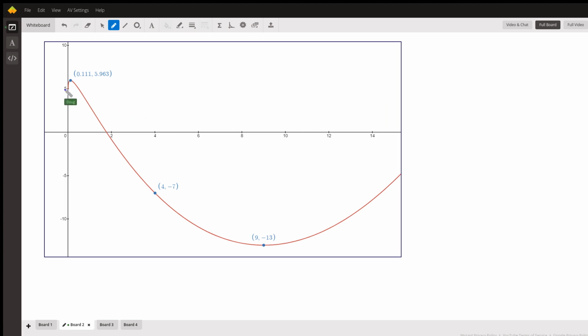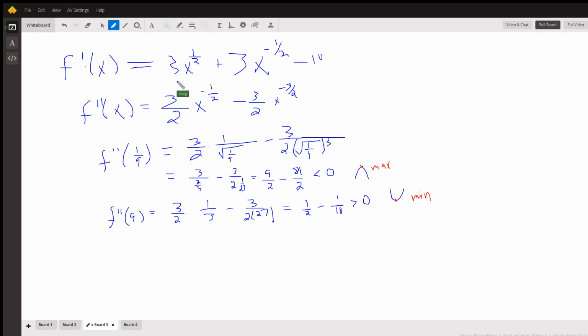Here's the graph of the original function, which we find in part 3. And there is a relative minimum that looks like at 9 and a relative maximum at x equals 1/9. Now, how do you show that? Well, they ask you to find the second derivative. Here's the first derivative given. Second derivative, use the power rule, reduce the exponent by 1.